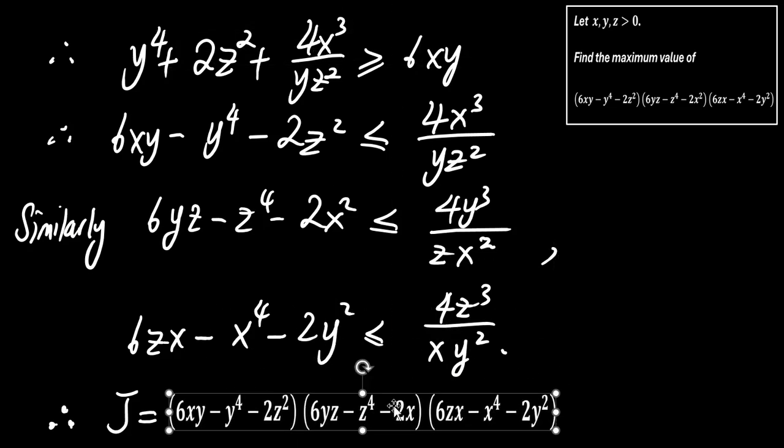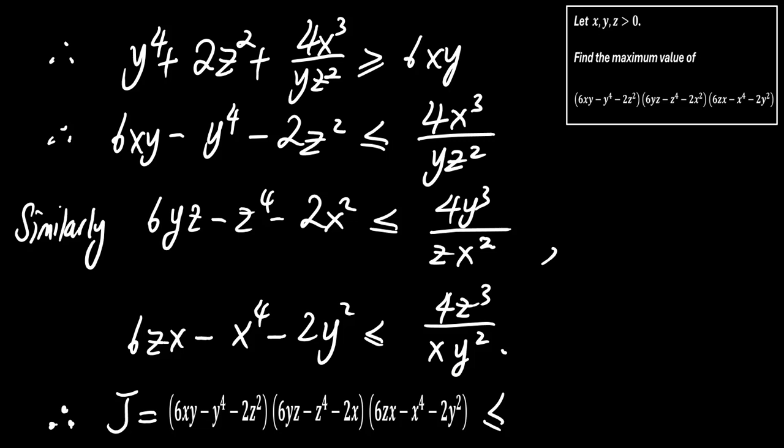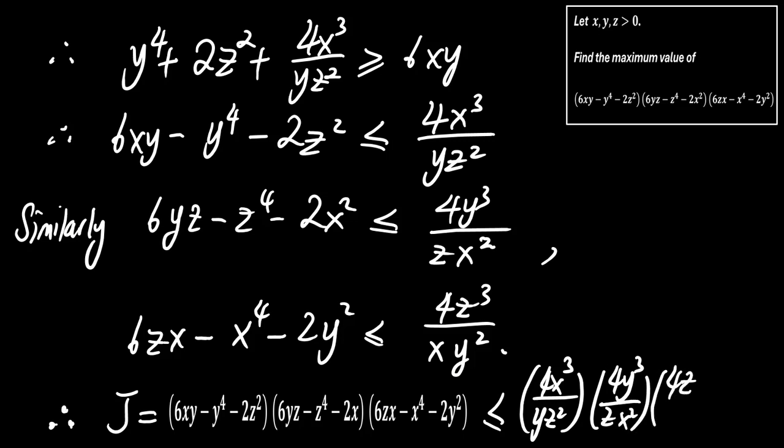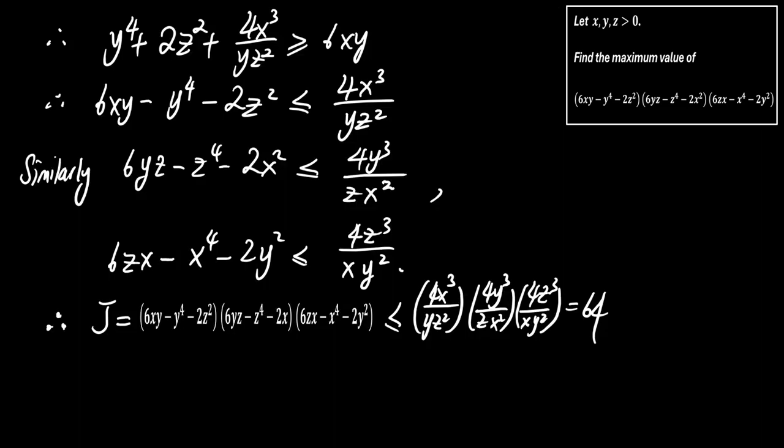So J is less than or equal to the product of 4x cubed over yz squared, 4y cubed over zx squared, and 4z cubed over xy squared. Multiply all three together. Numerator: 4 times 4 times 4 is 64, multiplied by x cubed, y cubed, z cubed. Denominator: yz squared times zx squared times xy squared, which is x cubed, y cubed, z cubed. So the product becomes 64 times x cubed y cubed z cubed over x cubed y cubed z cubed, which is simply 64. Therefore, J is less than or equal to 64.